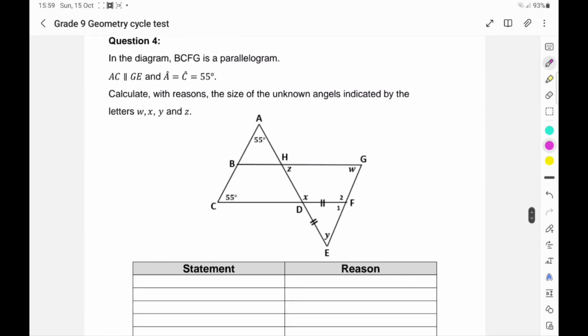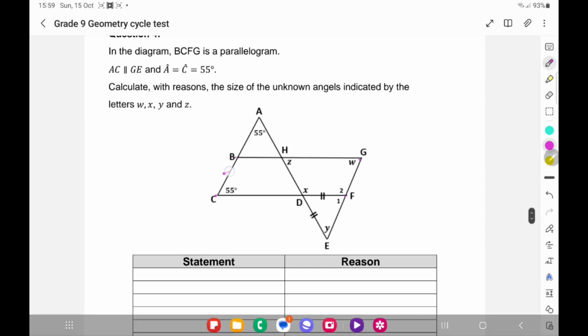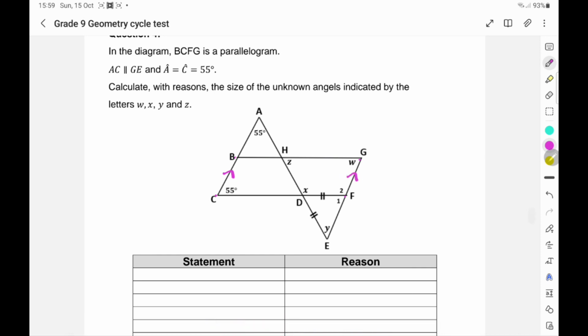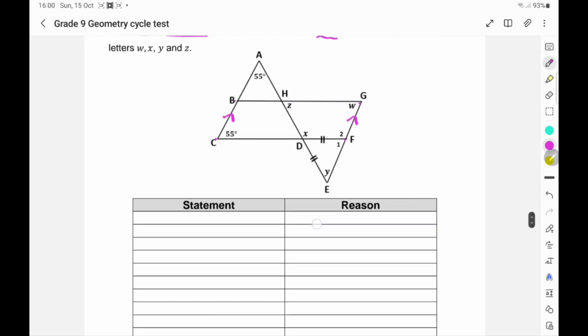Okay, question 4. In the diagram, BCFG is a parallelogram. So what do we know about a parallelogram? We know that their opposite sides are parallel. And AC is parallel to GE. Oh, they've even given that. And angle A is equal to angle C, which is 55 degrees. Calculate with reasons the sizes of the unknown angles, not angels, sorry, indicated by the letters W, X, Y, and Z.